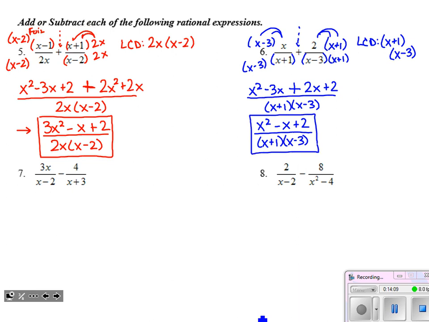Okay, and once again, that numerator, there are no two numbers that multiply to be 2, and they also add up to a negative 1. It just doesn't happen. But we would obviously look to try and factor that if at all possible. That's the only way we could simplify it.